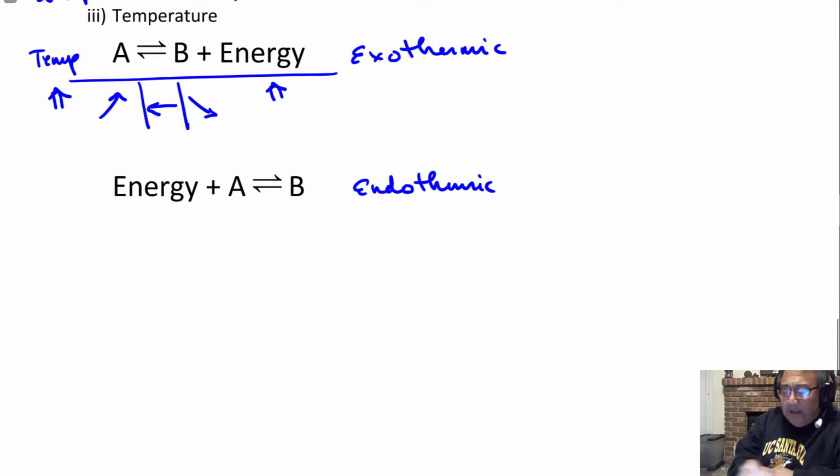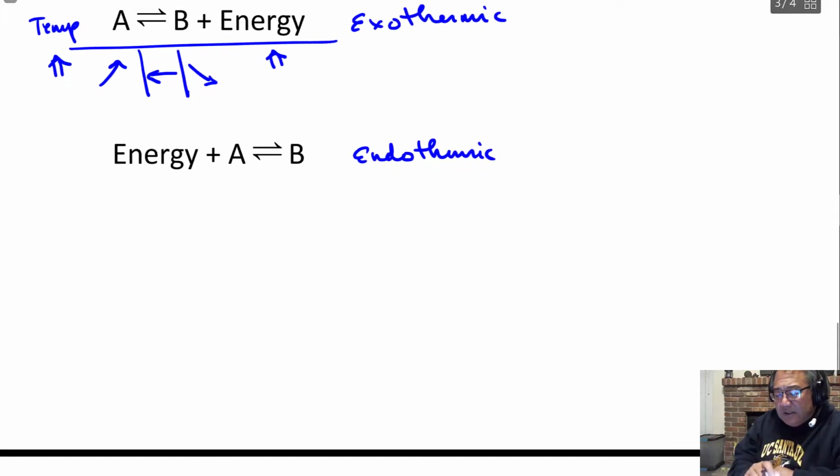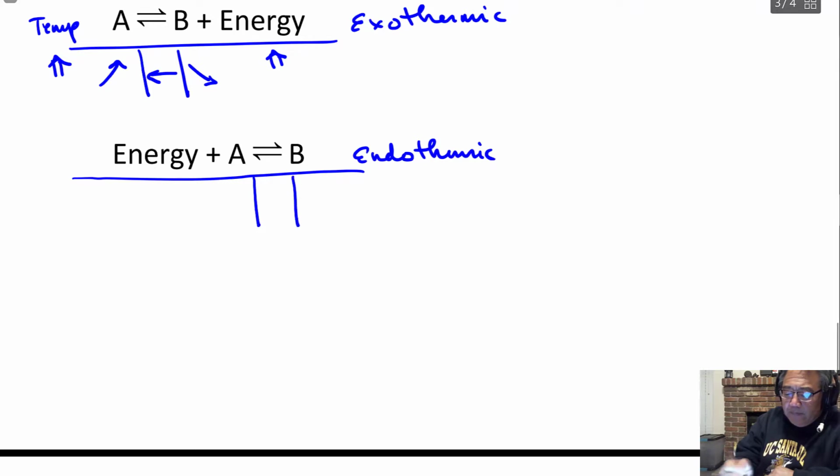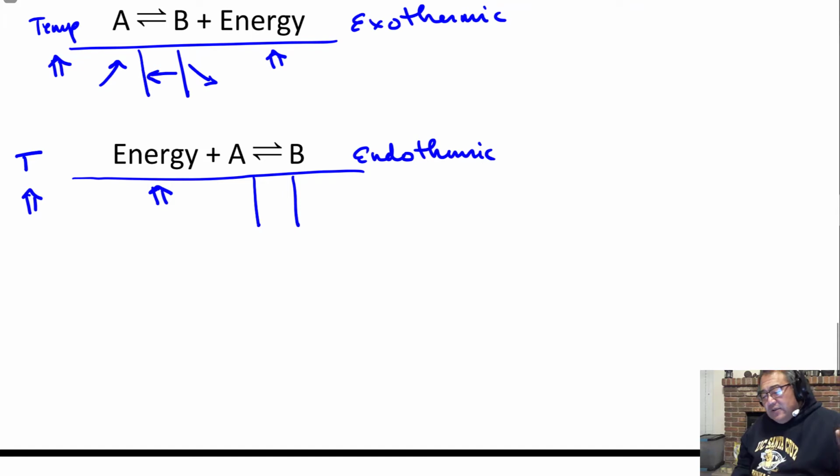Now, if I have the second situation, I have an endothermic reaction, and I increase the temperature, the challenge, right, is I'm increasing temperature. That's the same as increasing the energy. So if I increase the energy, it's going to shift to the right, like this, and then A has to go down, and B has to go up.